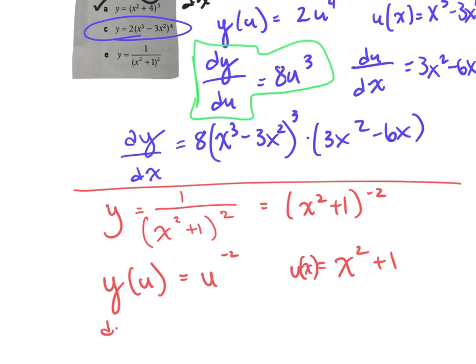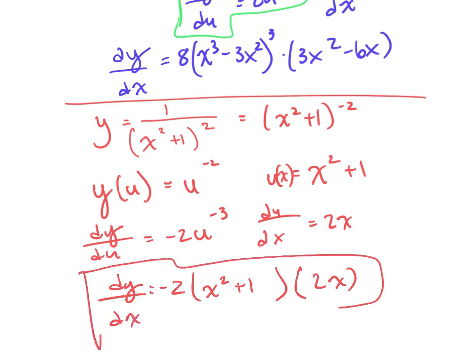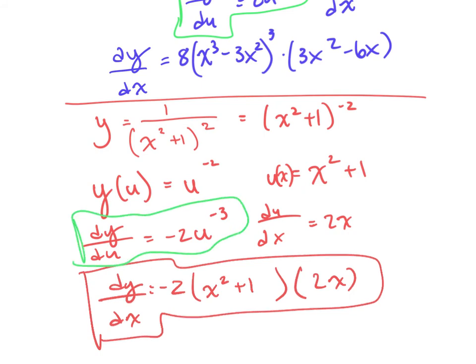Then dy/du equals negative 2u to the negative 3, du/dx is 2x, and then we're just multiplying. So negative 2 times u, which is, of course, x squared plus 1, to the negative 3, times 2x. This is dy/dx. But if you want to be technical, I guess they asked for this one. Silly people. Let me know what questions you have.